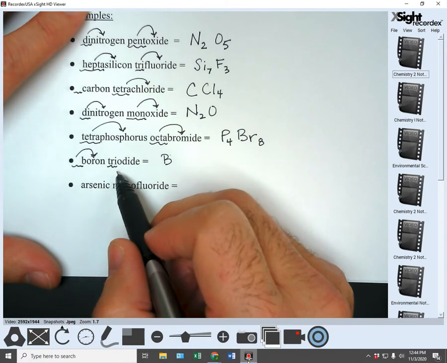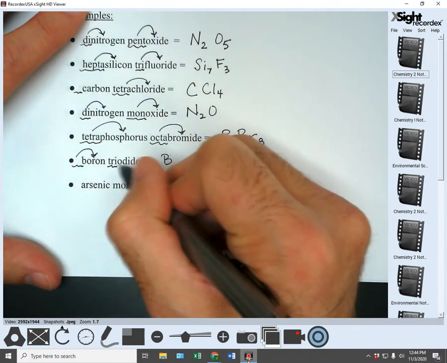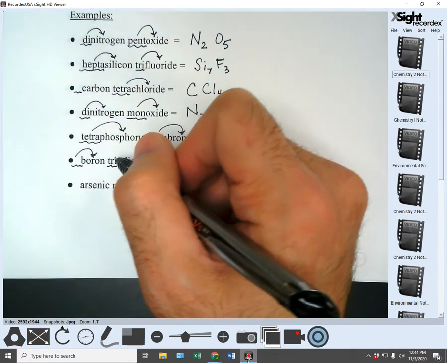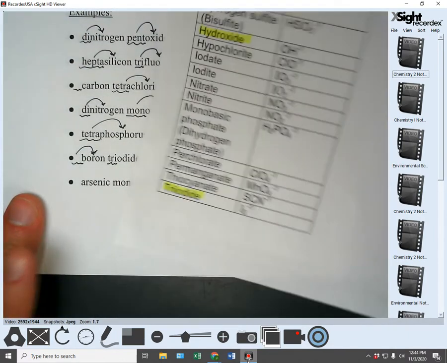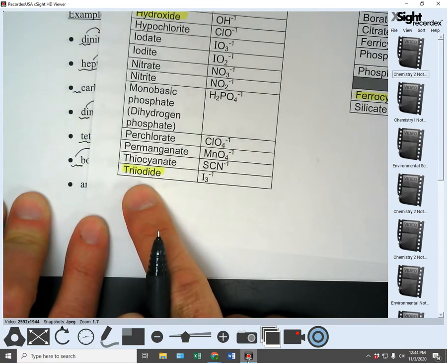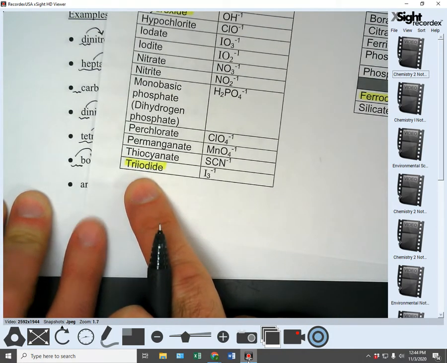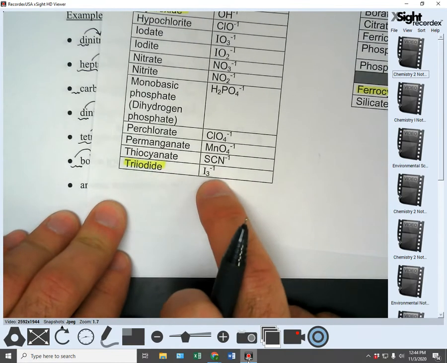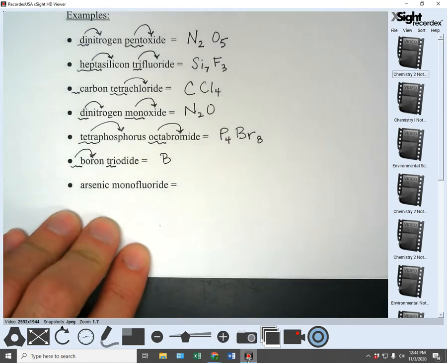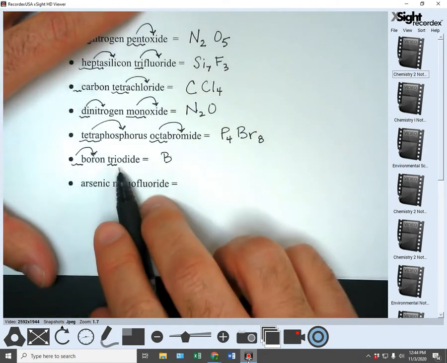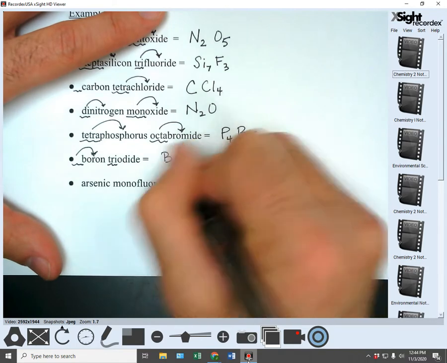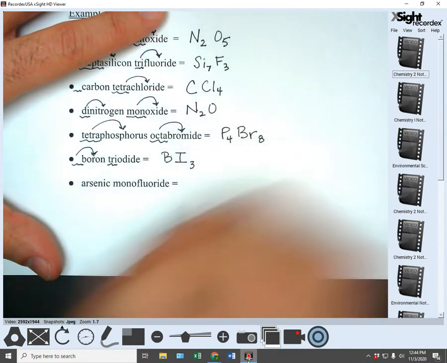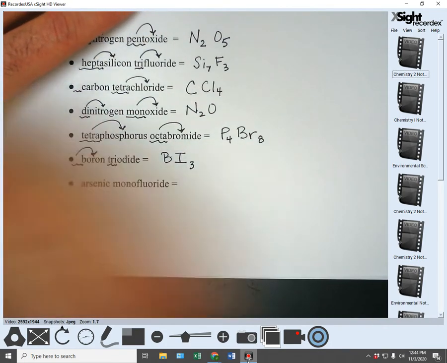Now, iodide is from iodine. They don't really double up the I's. I saw one thing where they did, on one of your polyatomics here. Actually, maybe I spelled it wrong. It does look like triiodide, but that's a polyatomic, which is a little different. So boron triiodide: iodine, I, and then that would be 3. Okay.